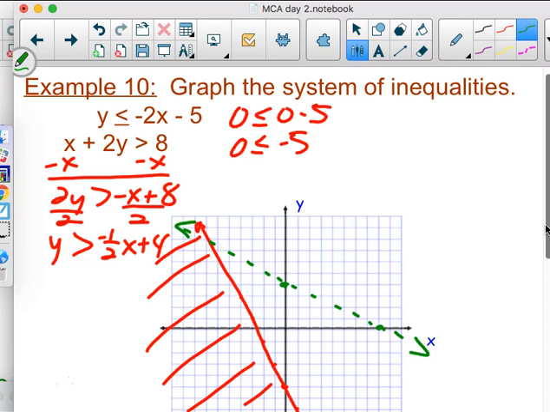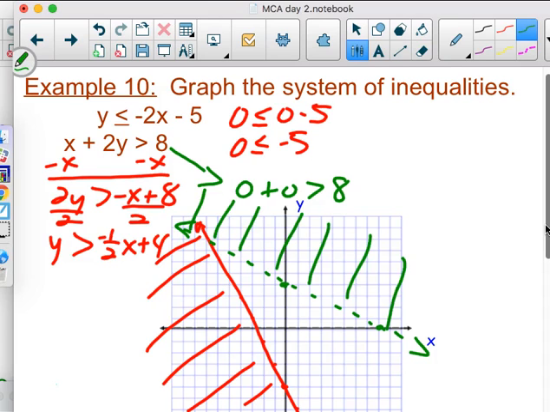Doesn't go through 0, 0, so I would test 0, 0 for shading. So 0 plus 0 is greater than 8. 0 is greater than 8. No, it's not. So we don't shade towards 0, 0. We shade the other way. And again, we'd see, hey, there's going to be double shading out in this region up here somewhere.